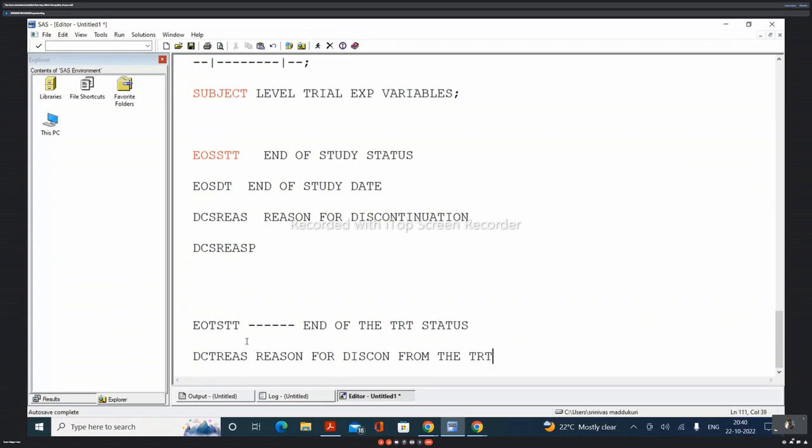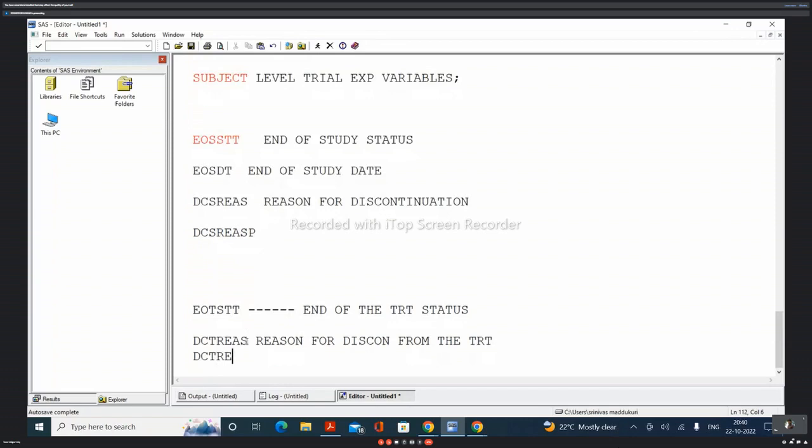Then we are going to have DCT-REASP, reason specific. Specific for the discontinuation from the study. Okay.